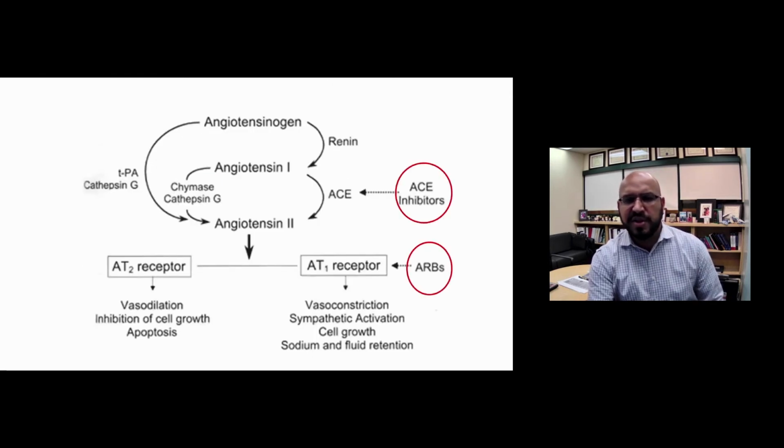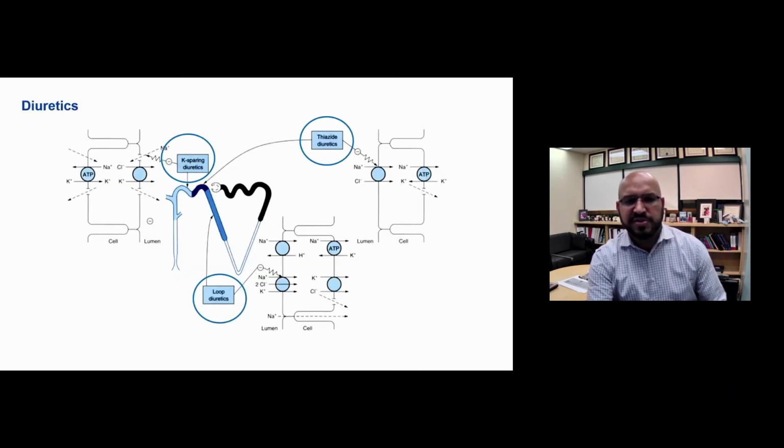These are commonly used medications, and so ACE inhibitors and angiotensin receptor blockers are also used in pediatric heart failure to help modify the renin-angiotensin-aldosterone system. We also commonly use diuretics here as well to help with symptomatic heart failure.